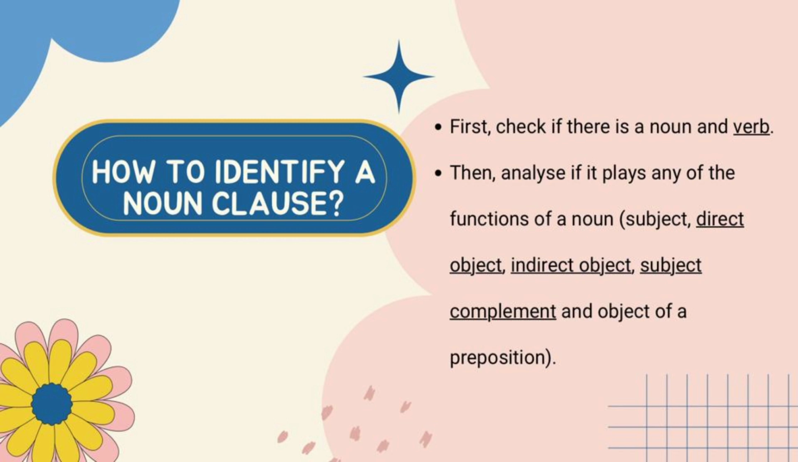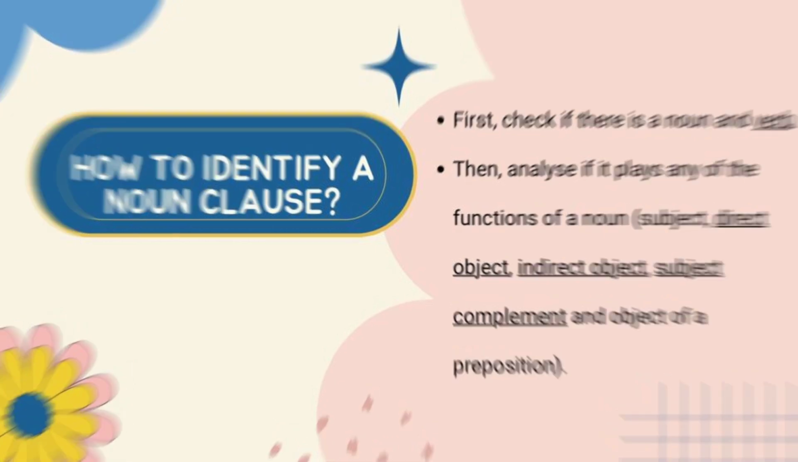Identifying a noun clause in a sentence can be done by looking for certain characteristics and asking specific questions. Here's how you can identify a noun clause. First, check if there is a noun and verb. Second, then analyze if it plays any of the functions of a noun such as subject, direct object, indirect object, subject complement, and object of a preposition.